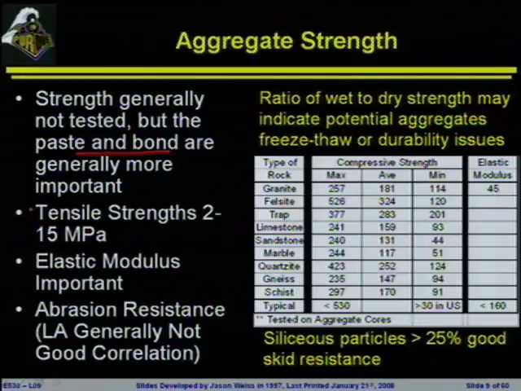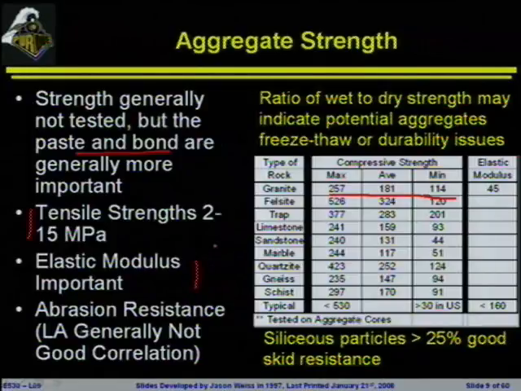The tensile strengths of these aggregates ranges from about 2 to 15 megapascals, so it's going to be roughly about the same as what we're talking about in concretes when we get to that. You will notice that the compressive strength will have quite a wide variation depending upon where it's tested and the orientation of the defects in those aggregates. And the elastic modulus will be generally something that's very important that we're looking at.